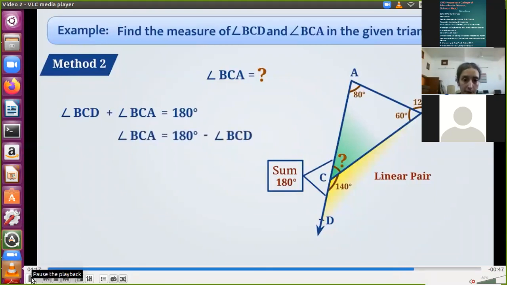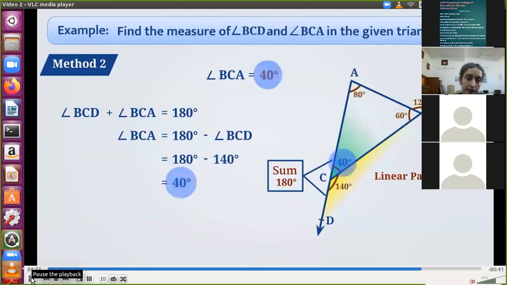So it comes out to be 180 minus 140, 40 degree. So in this way, we have found the value of angle BCA. So I hope the topic is clear to you. If there is any doubt, you can ask me.